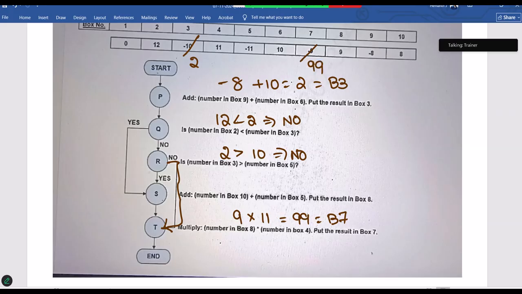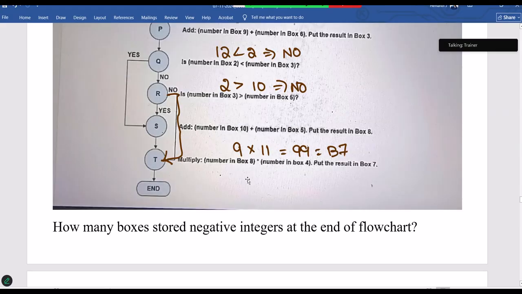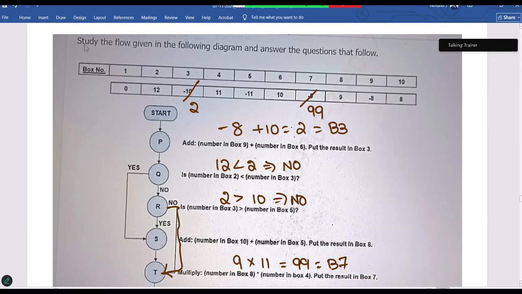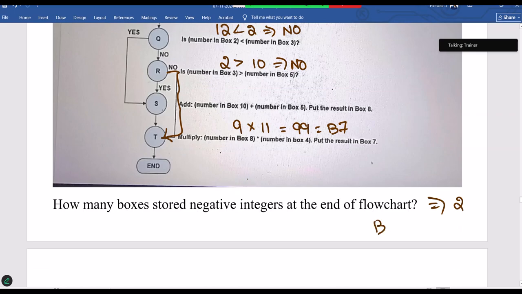Now, how many boxes have negative integers? Only 2 boxes. They ask you at the end of the flowchart which boxes have negative values and how many boxes have negative values. Here the answer is nothing but 2. If you want it elaborately, those 2 are box 5 and box 9.